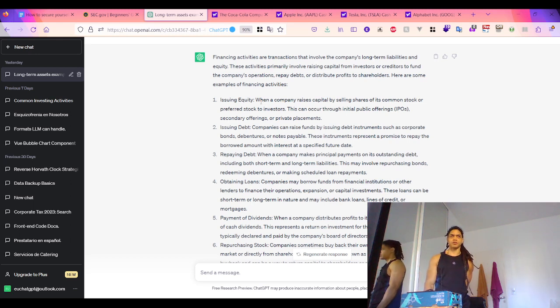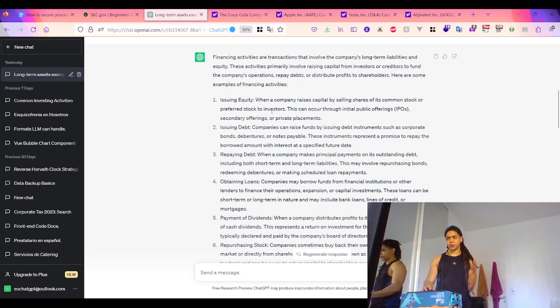Interesting. So equity is a piece of ownership. Okay, it's a piece of ownership. Most of the time, equity refers to a piece of ownership. So when you are issuing equity, you are giving up a piece of ownership of your company, so you can raise funds from other investors.